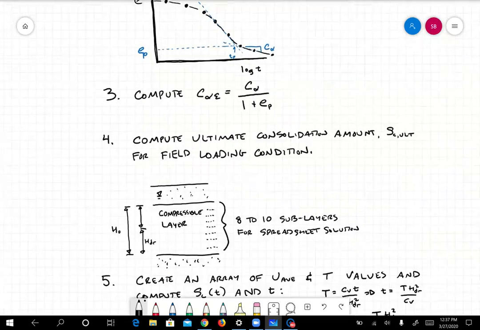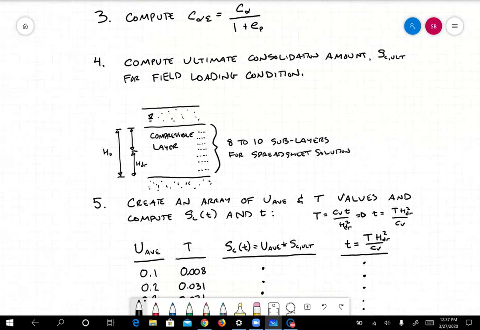Okay, then the next step 4 is to compute the ultimate amount of consolidation, SC ult, for the field loading condition. So basically, you know what the loading condition in the field is going to be. You have some sort of vertical load applied to a compressible soil layer, delta sigma V here. And then we know how to do this.